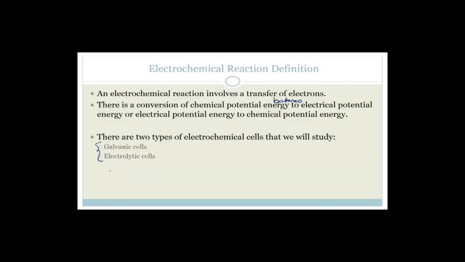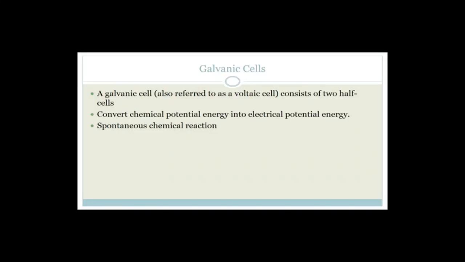One is galvanic and the other is electrolytic. One of these provides us with electrical energy from the chemicals, and the other one takes electrical potential energy and converts it into chemical potential energy. So let's talk about galvanic cells. That's our first one. A galvanic cell is also referred to as a voltaic cell, after Mr. Volta.